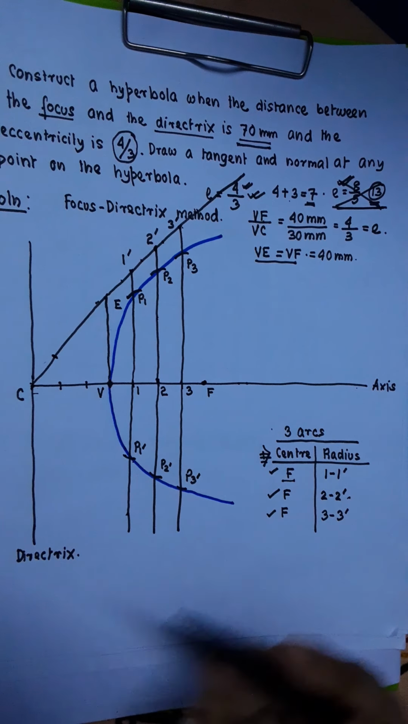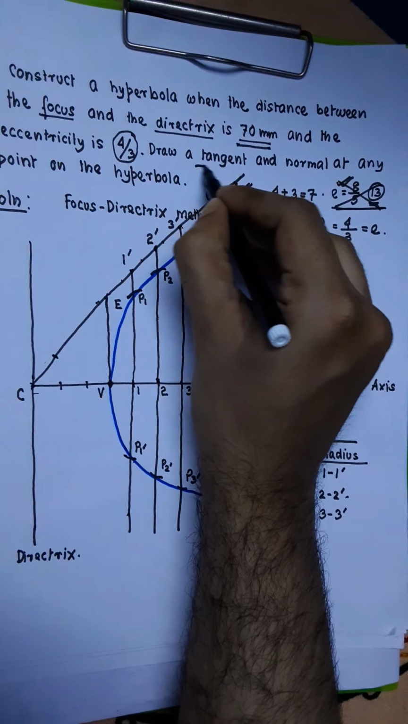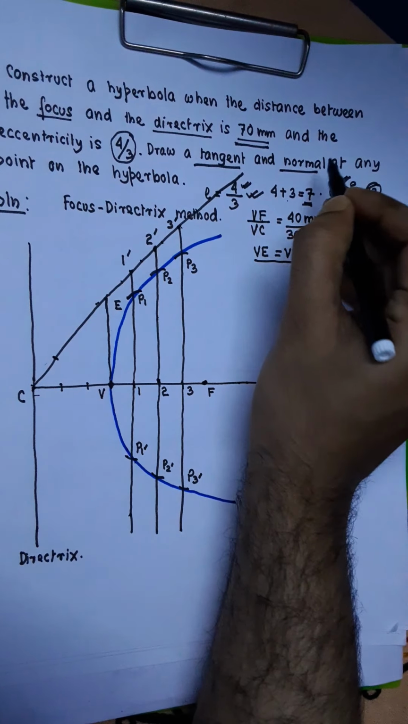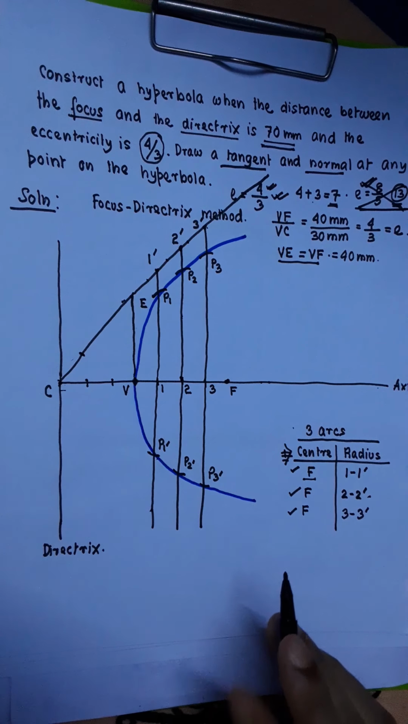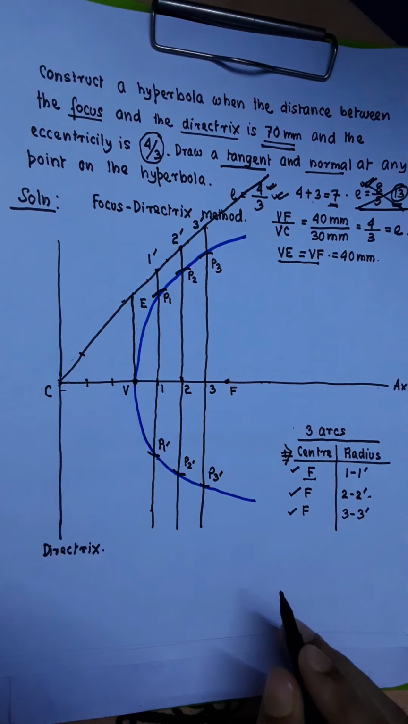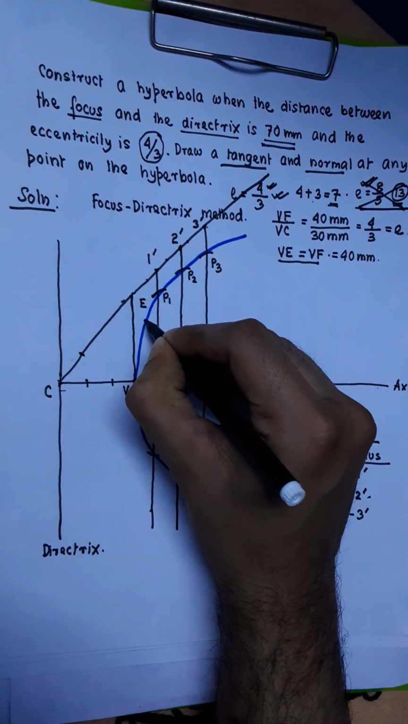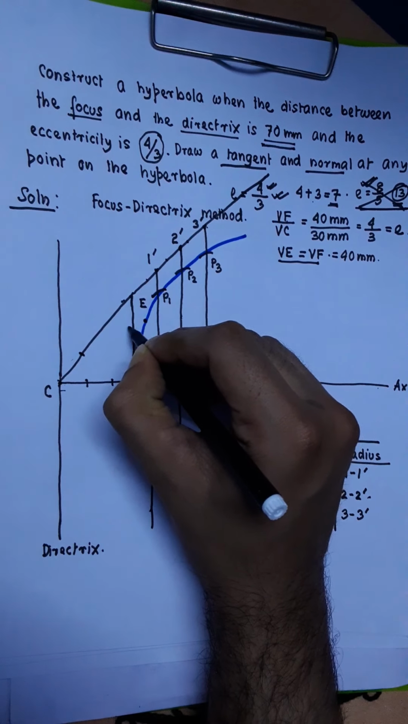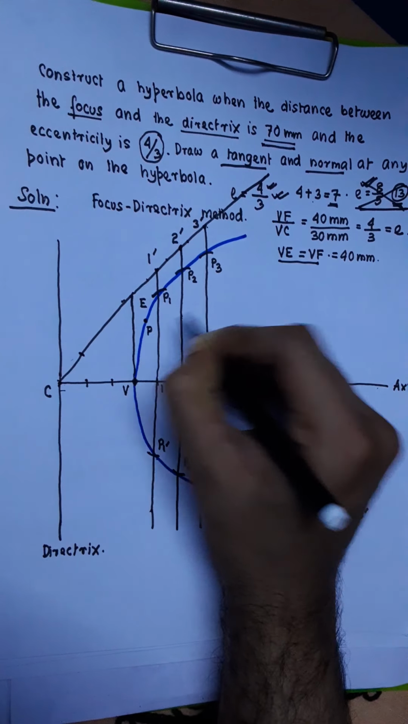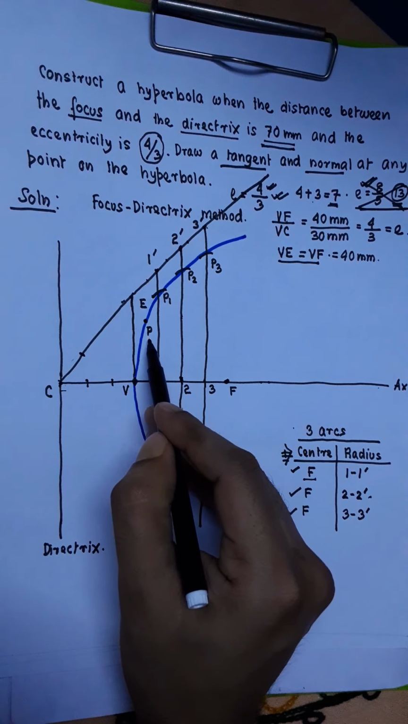Now let us come to the second part of the question, where you have to draw a tangent and a normal at any point on this hyperbola. So first you have to choose that point on the hyperbola where you want to draw the tangent and normal. Let us choose any point. The choice is purely up to us. So let us choose this point and call it as P. So we want to draw a tangent and normal to this hyperbola at this chosen point P.